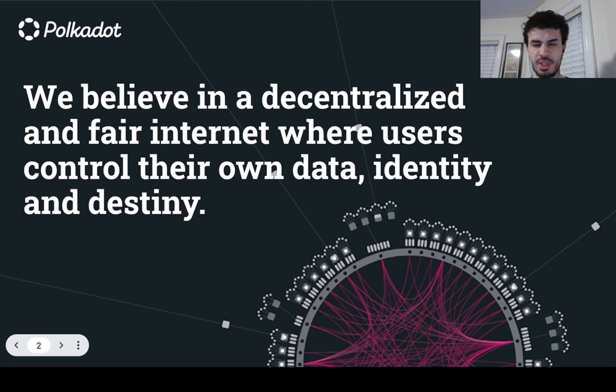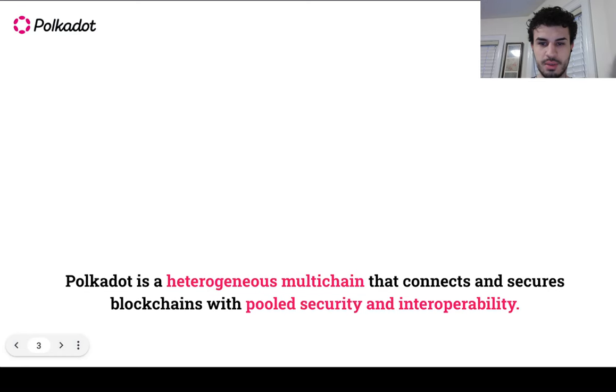So this is perhaps the Web3 slash Polkadot vision summed up. We believe in a decentralized and fair internet where users control their own data, identity, and destiny. But really, building on Polkadot means building for a multi-chain future. This is a core pillar of the Polkadot vision and what the ecosystem is hopefully trying to achieve. Basically building software that acknowledges and accepts and wants to participate in a multi-chain future.